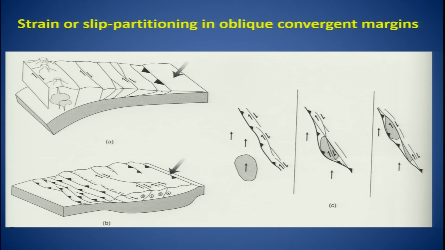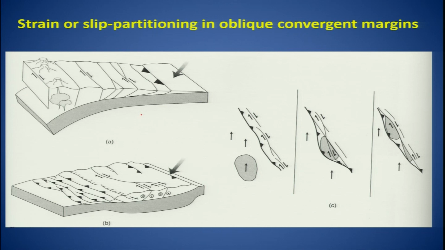So you will have the slip which is distributed. The main slip which is occurring along this is getting distributed along thrust faults as well as along strike slip faults. This type of pattern is very common even in the Himalayas, where I was showing one major fault, the Karakoram fault, and then you have a thrust fault system.